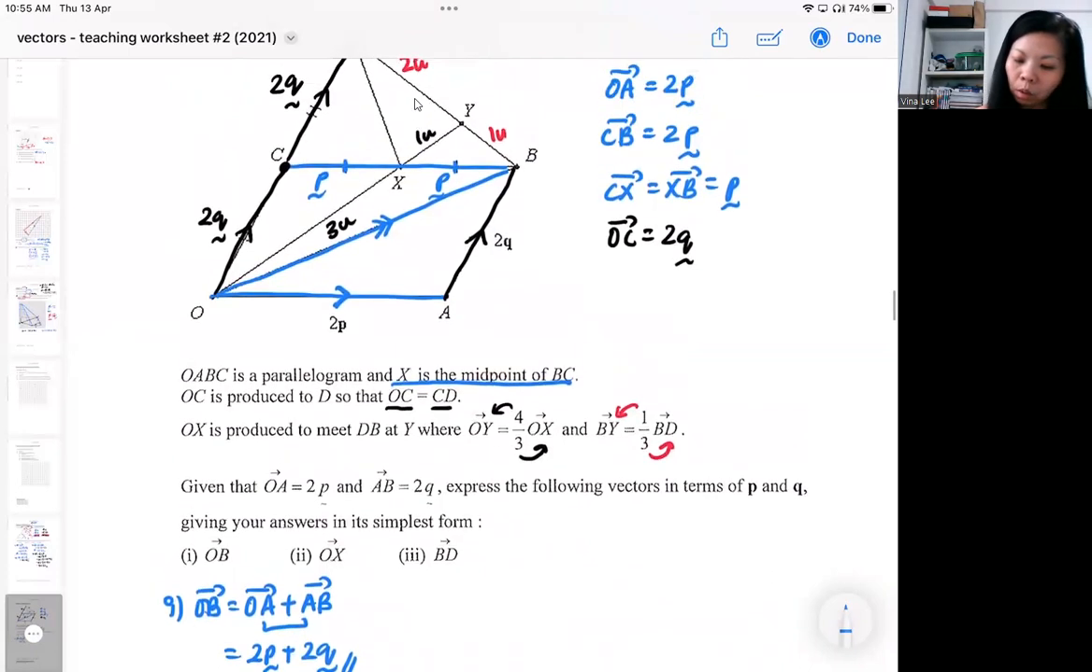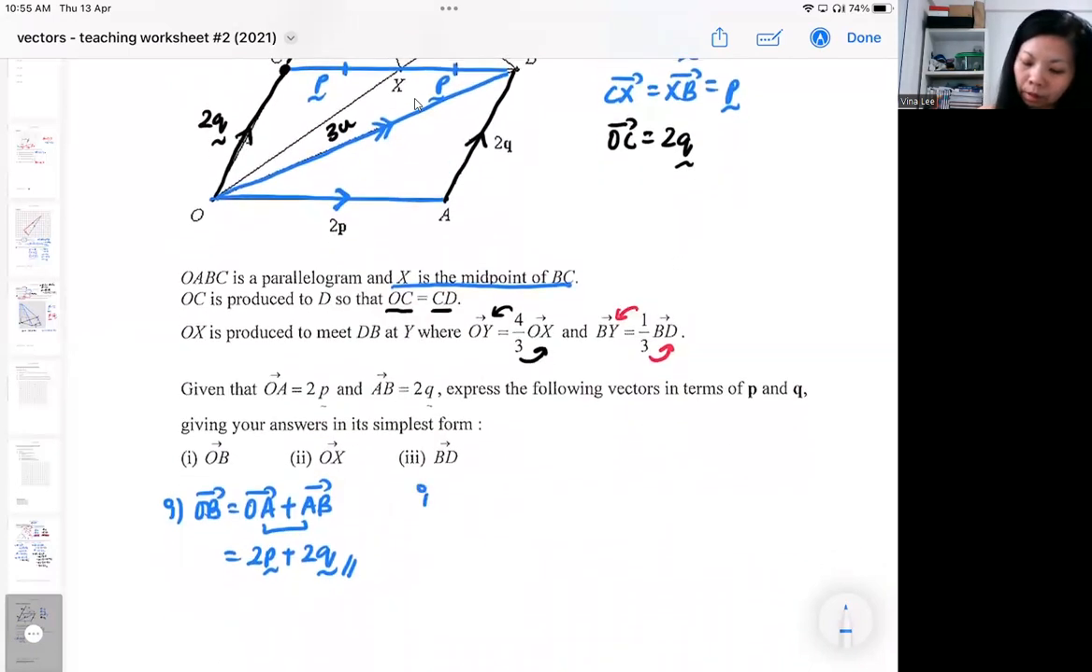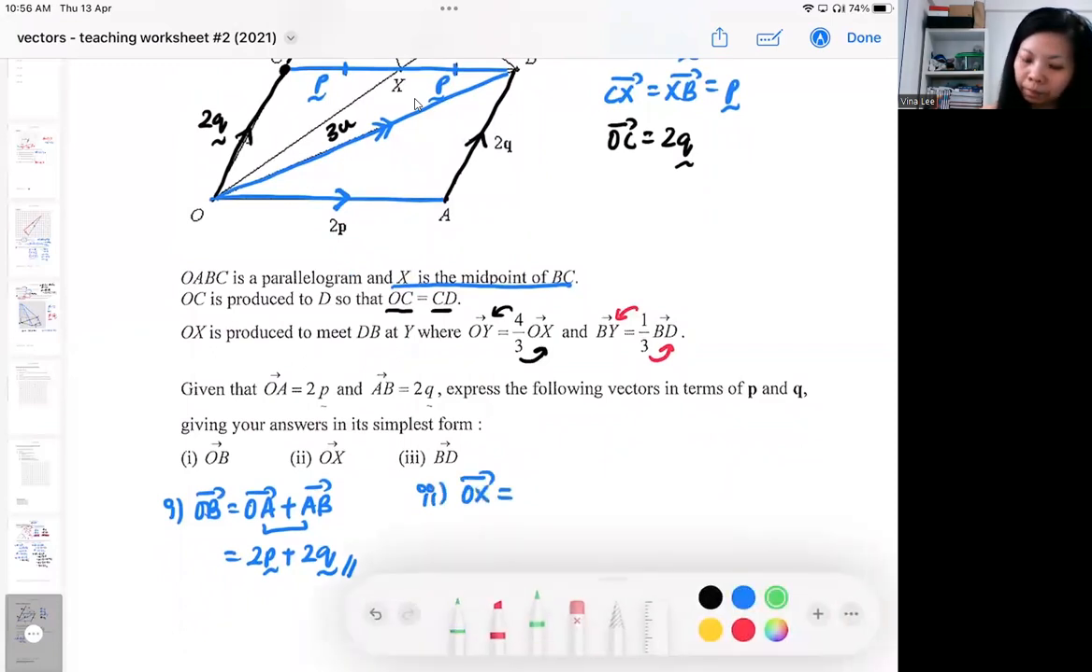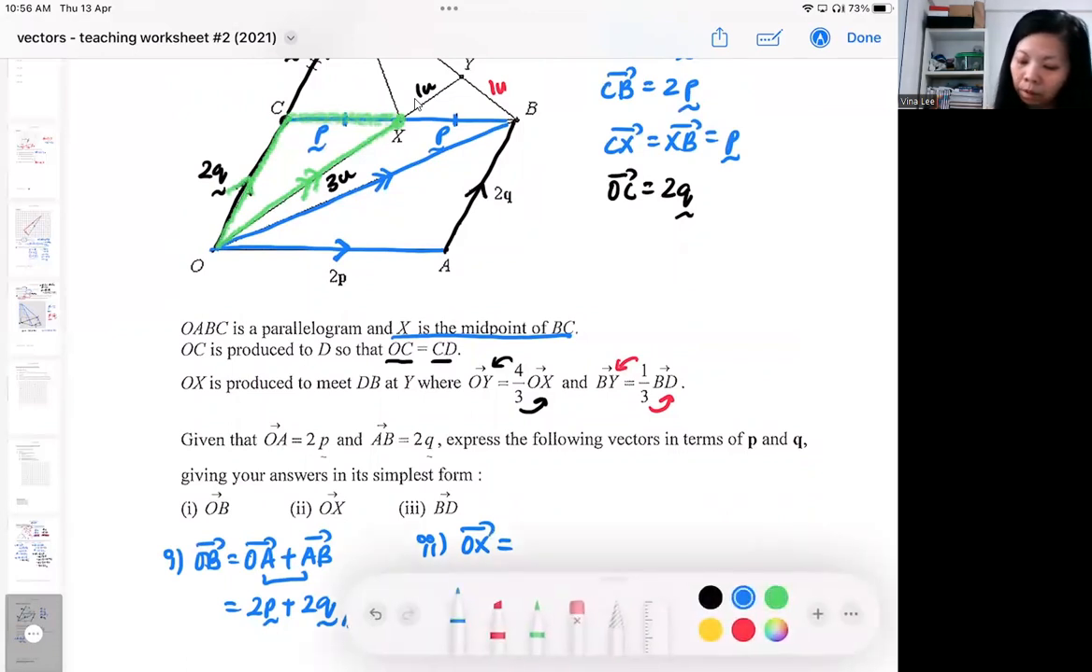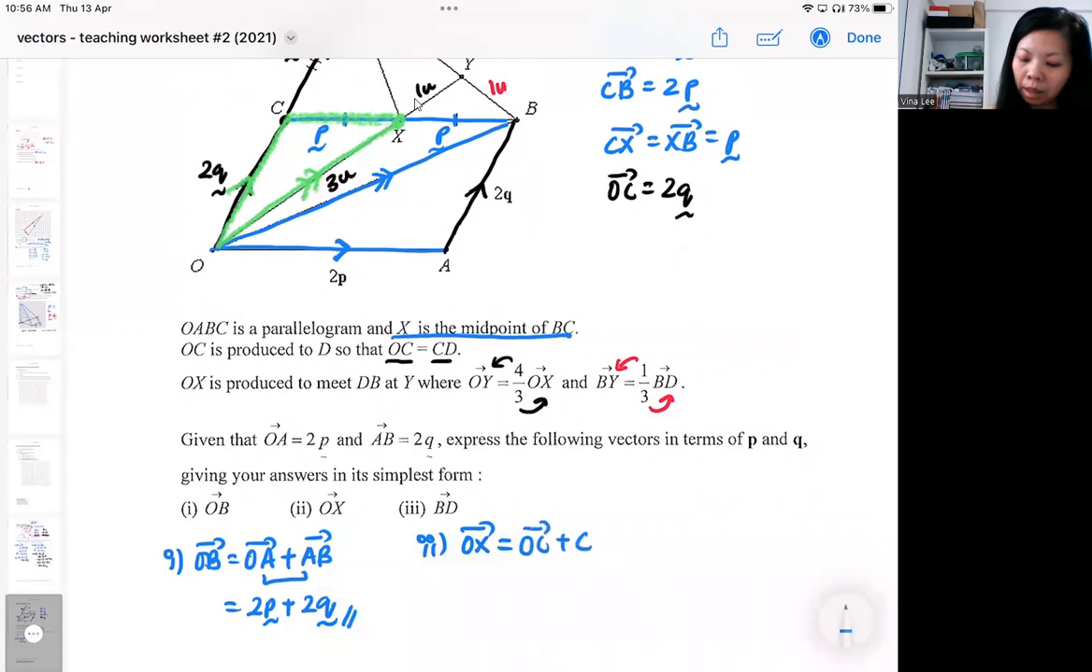Then if I will need OX, the second part is also not very difficult. OX is here. So it'll be OC plus CX. So OC is 2Q because of equal vectors. CX is equal to P, also due to equal vectors and half of the equal vectors.